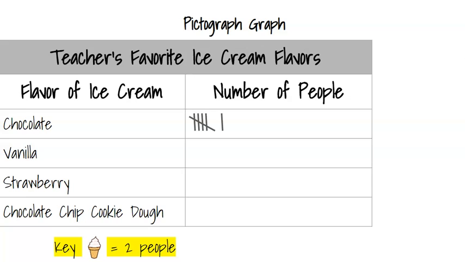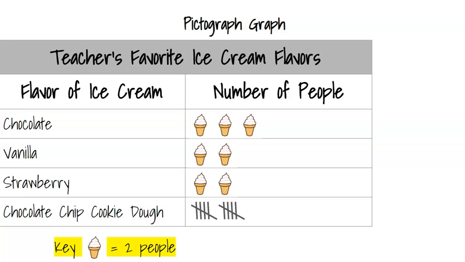For example, we have chocolate. There are 6 people who like chocolate. Remember, our key is one ice cream cone equals 2 people. So to show those 6 people, we would only have 3 ice cream cones. For vanilla, 4 people like vanilla, so we only need 2 ice cream cones to show that. For strawberry, 4 people like strawberry, so we need 2 ice cream cones to show that. For chocolate chip cookie dough, we have 10 people who like it, so we need 5 ice cream cones to represent that.